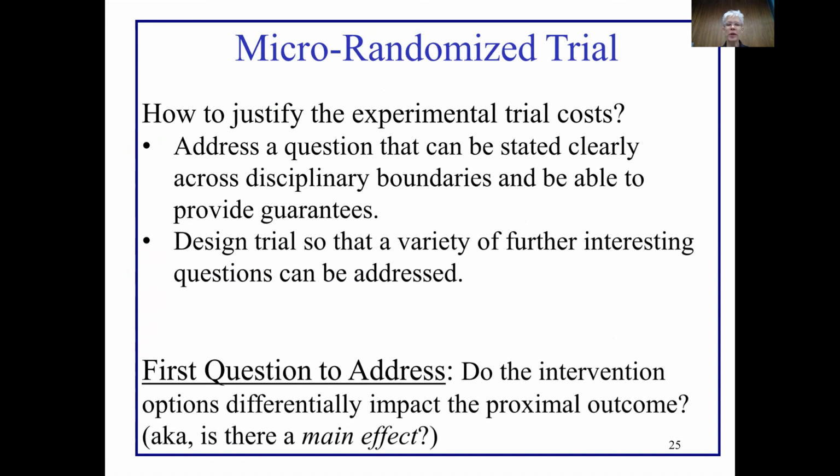So how do we justify the experimental trial cost? We're going to have a number of participants come through. We have to develop a mobile app. This is not a cheap thing to do. So what we're going to do is size the study, that is, determine the number of participants. We're going to address a question that we can state very clearly across disciplinary boundaries, and we'll be able to provide guarantees. We'll be able to say that our power to detect a certain standardized effect is 0.8, for example.